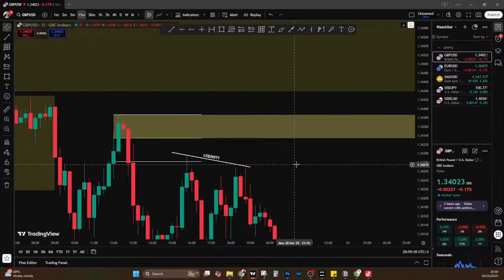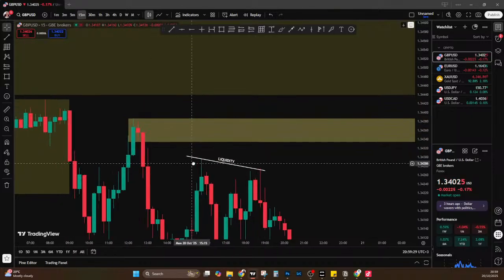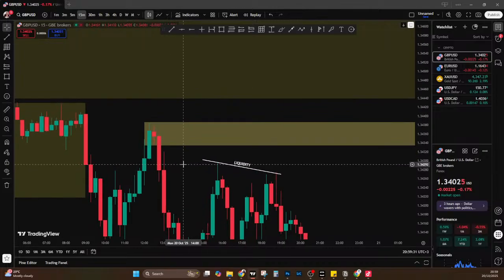That is where our gun box was. Now, if we refine this, if we remove the gun box and refine this, there is something I can see. Now, there is something called demand and supply. Who understands demand and supply here? Good. Demand and supply is not the same as order blocks.